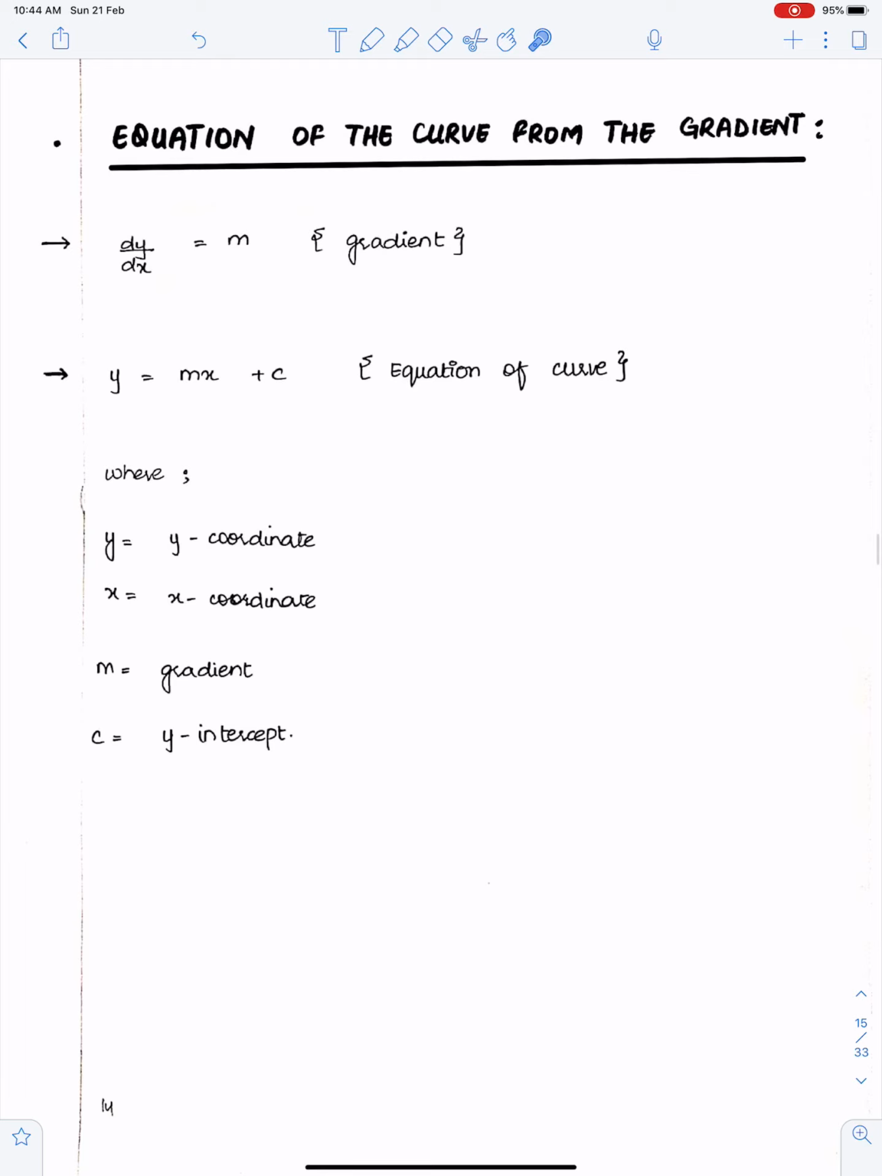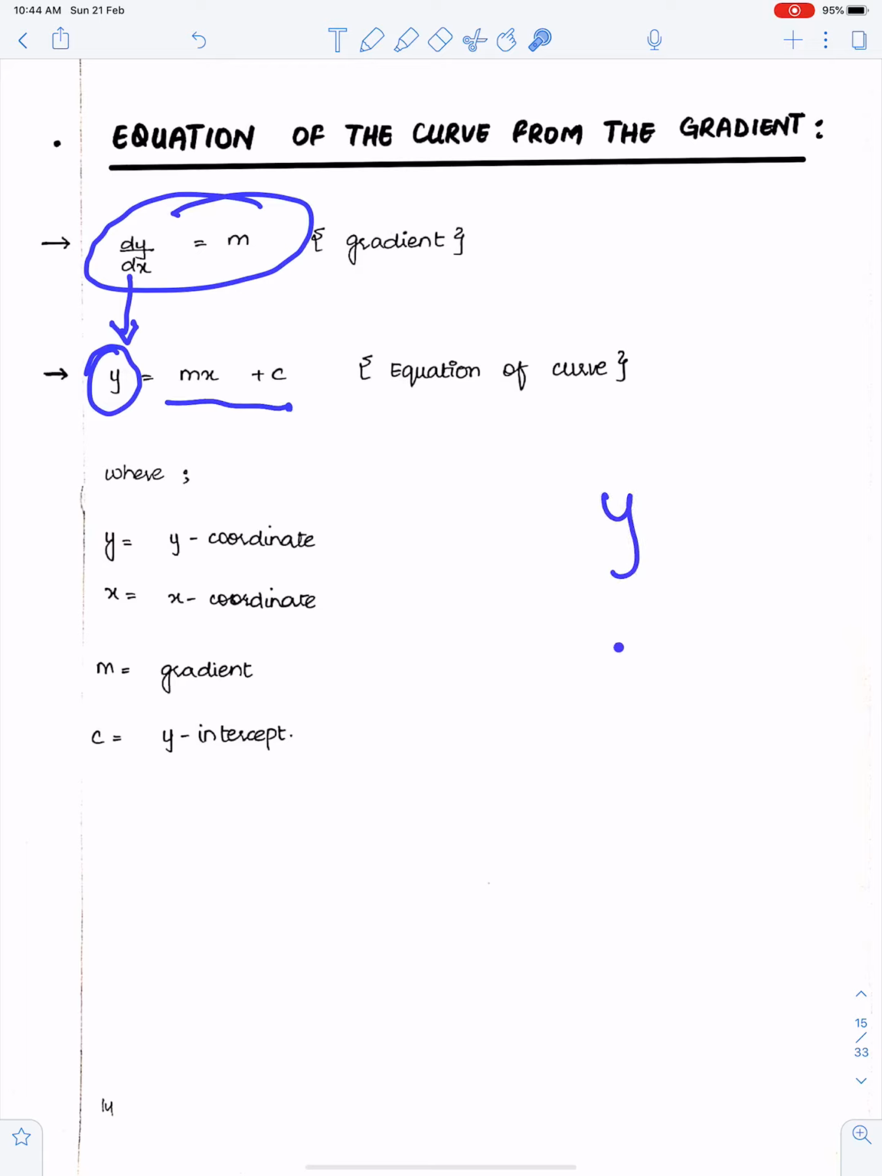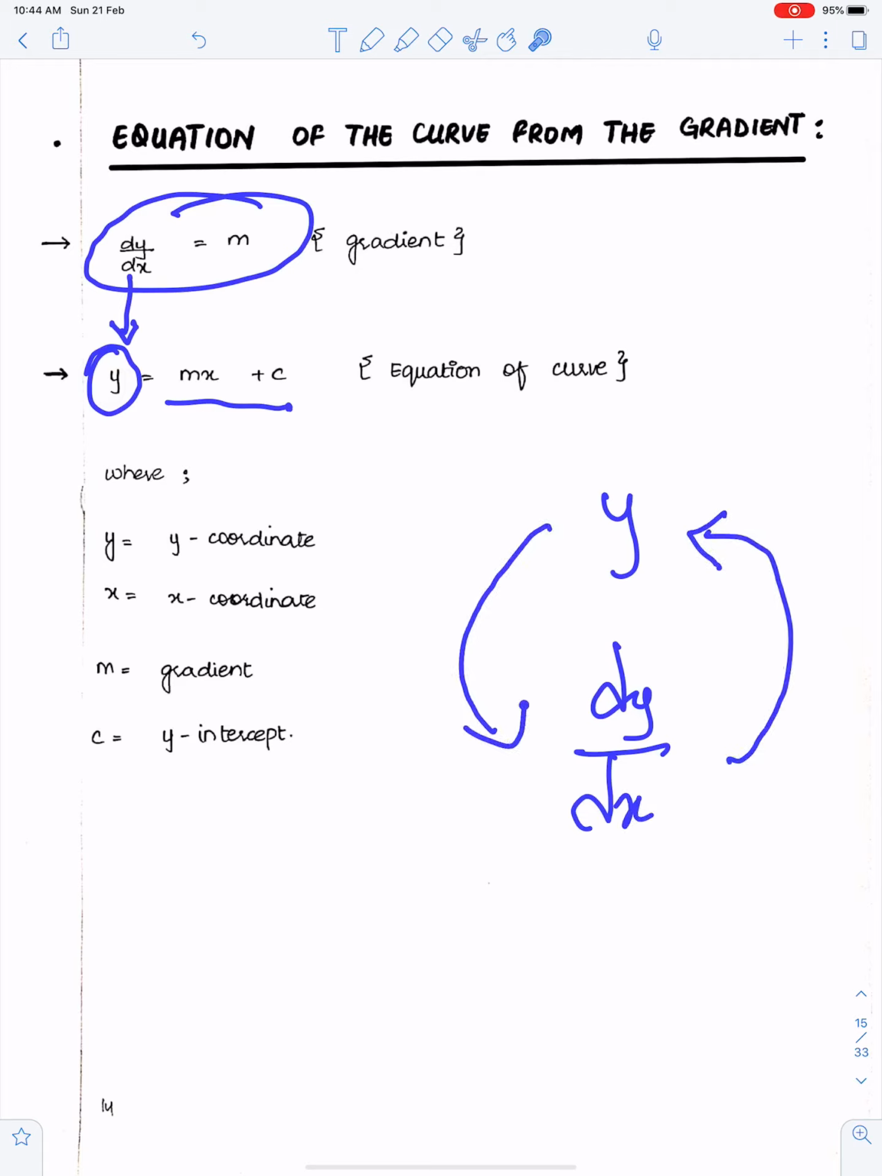Well, the next topic is equation of the curve from the gradient. This is the gradient. When you integrate the gradient, you get equation of the curve. This is the general equation of the curve. You all know when you differentiate y, you get dy upon dx. So when you will integrate dy upon dx, you will get y. This is the differentiation and this is the integration. That is why integration is known as the reverse process of differentiation.